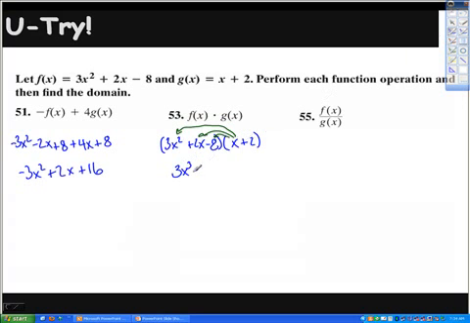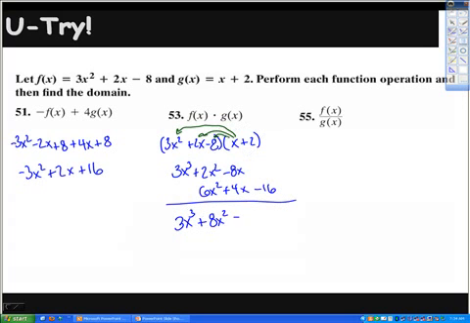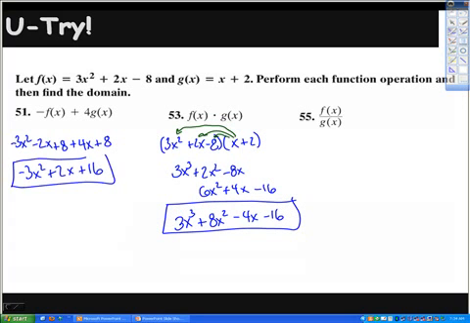x times 2x is 2x squared. And x times negative 8, negative 8x. And now the 2. 2 times 3x squared is 6x squared. 2 times 2x is 4x. And 2 times negative 8 is negative 16. Let's go ahead and add all this up. 3x cubed plus 8x squared minus 4x minus 16. So there's my result for number 53, f times g of x.